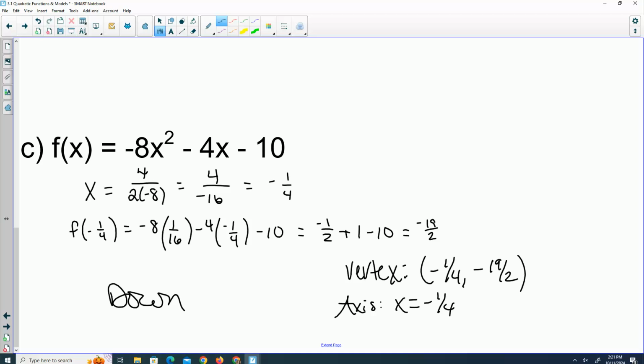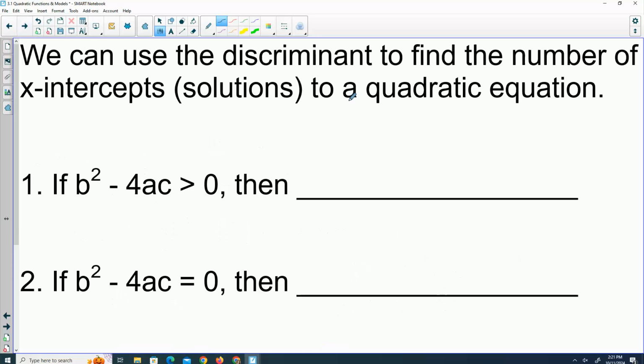Okay. Second thing I want to talk about today is the discriminant. So, remember back, like solving quadratics, right? Sometimes things factored nicely, and you could solve quadratic equations by factoring. If not, you'd use the quadratic formula. Just remember that. X equals the opposite of b plus or minus the square root of b squared minus 4ac all over 2a. The discriminant is a part of that. It's just the b squared minus 4ac. So it comes from the quadratic formula.